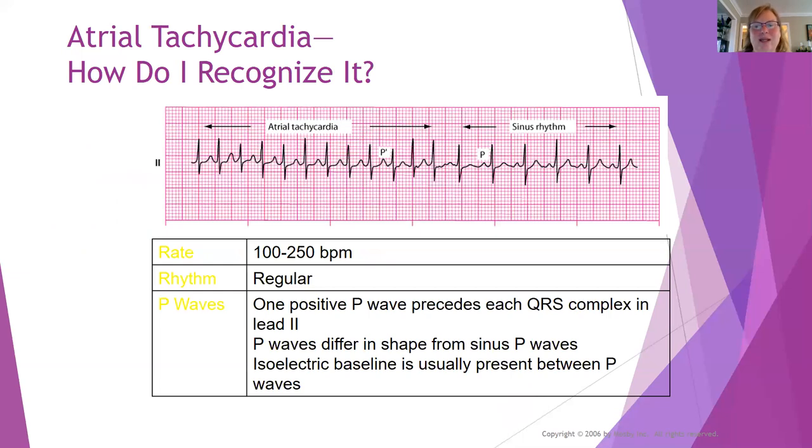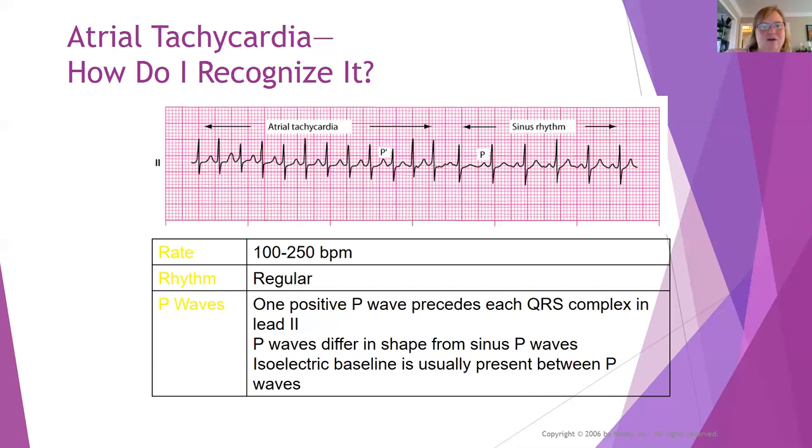Here we see on the right-hand side of our tracing a sinus rhythm. So our normal sinus rhythm, we've got a P, Q, R, S, T, and all within normal limits. The atrial tachycardia, we've talked already about rate, 100 to 250. The rhythm is regular because, remember, it's not electrical impulses from all over the atria. It's electrical impulses from one site. So one site becomes the pacemaker. So it's a regular rhythm, but it is a fast rhythm that has taken over for sinus.